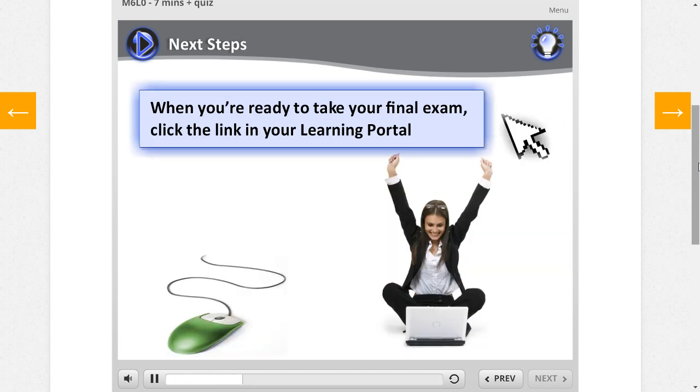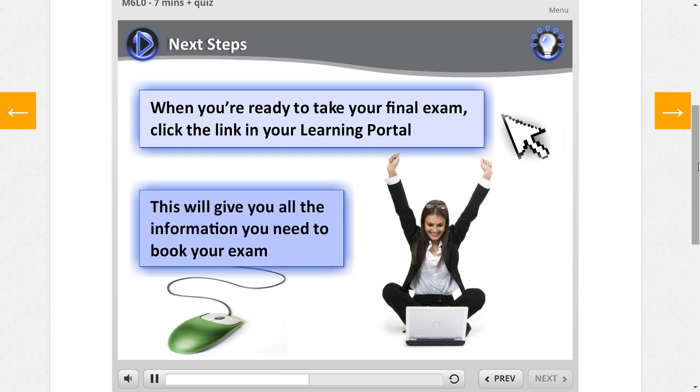When you're ready to progress to your final exam, click the link in your learning portal and complete the form to request an exam.